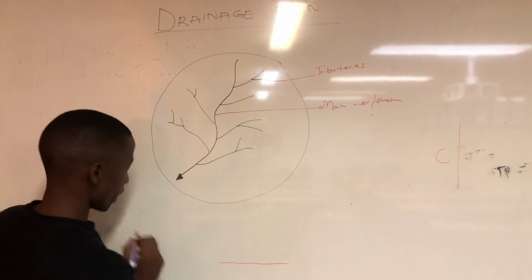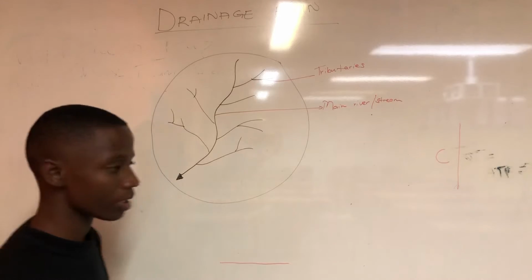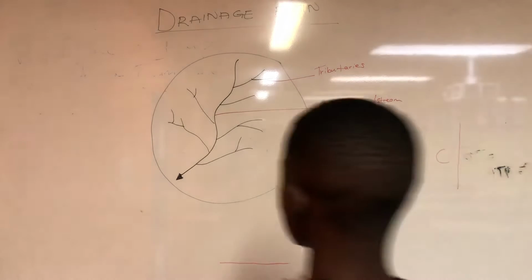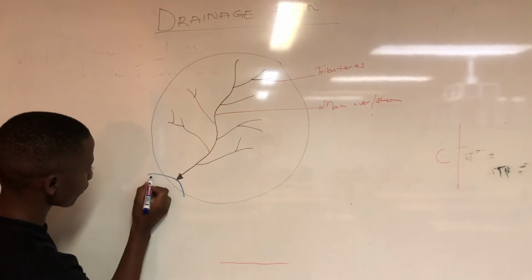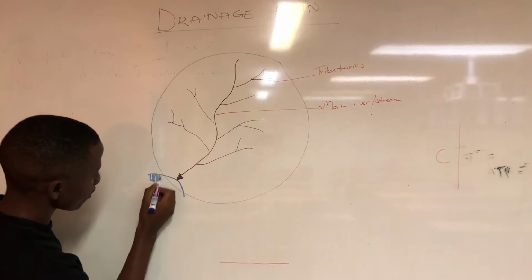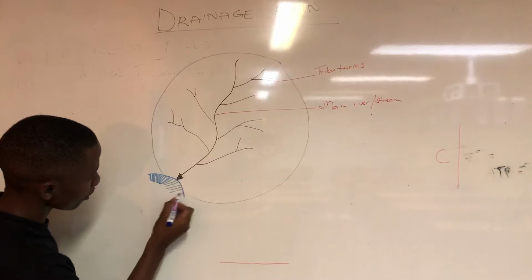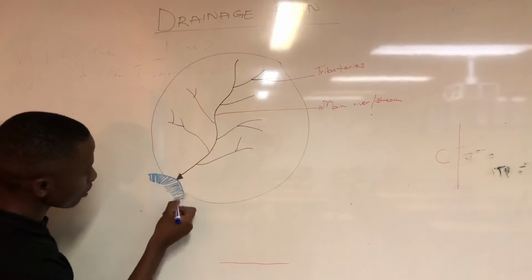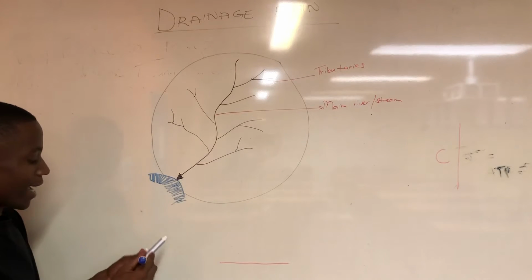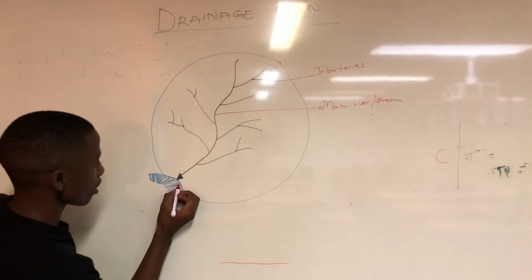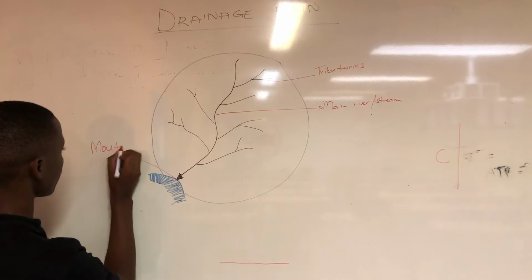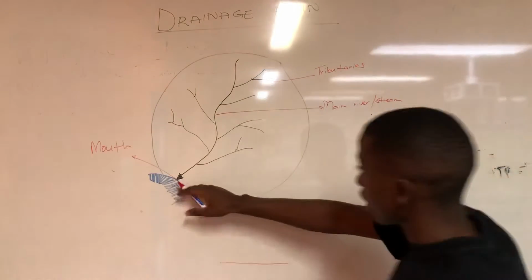So at this particular point, let's say this is our sea. Let me just use another color, blue, for the sea. So this is the sea or the ocean. At this particular point, we have the mouth.